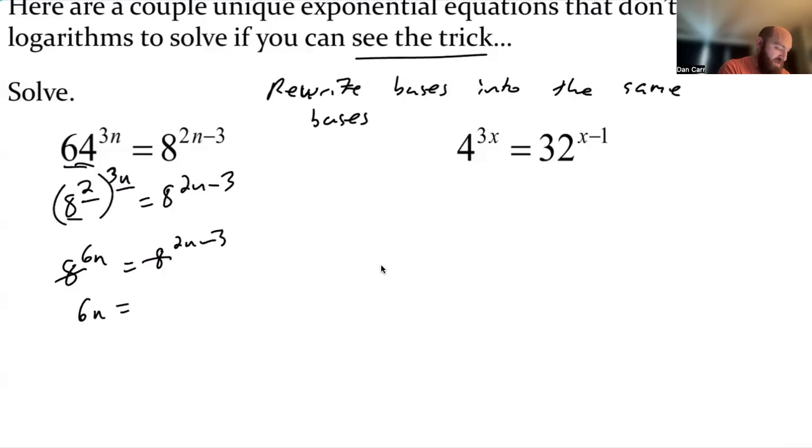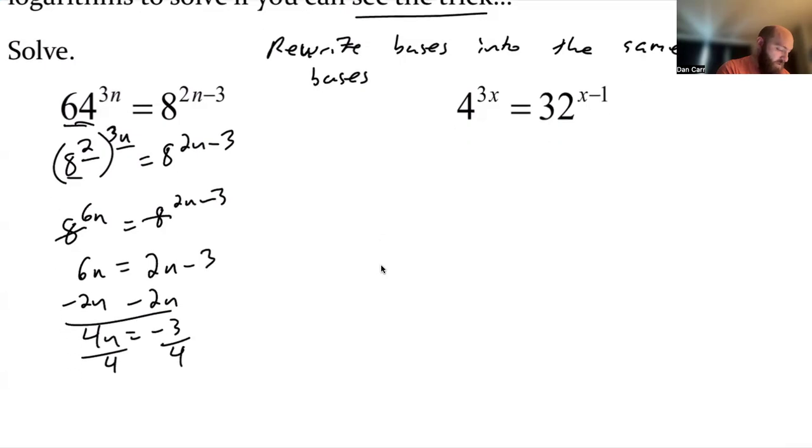So I get 6n is equal to 2n minus 3. And now I'm just solving a normal setup here. So I can do subtraction by 2n here. So 4n equals negative 3. And then I divide by 4. So I get n is equal to negative 3/4. Okay. So I'm going to do the same thing on the next one.